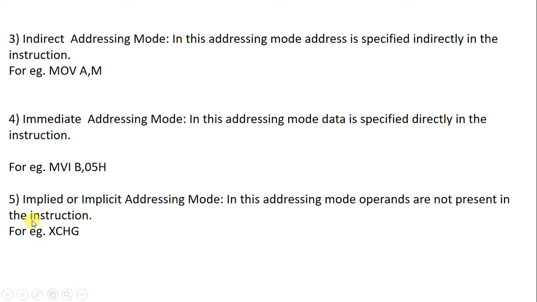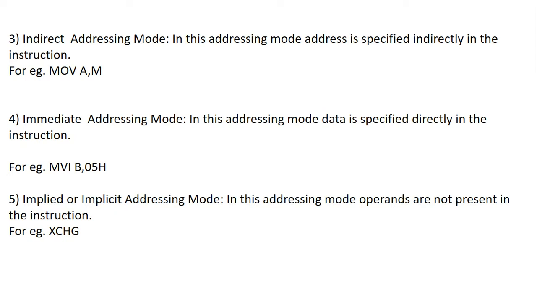And the last one is implied addressing mode or implicit addressing mode. Now this is quite the simplest addressing mode, where the operands are absent. So when operands are not present in the instruction, it is called implied or implicit addressing mode. For example, we can say exchange, that is XCHG.